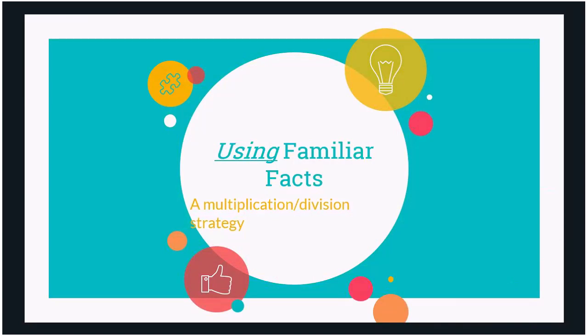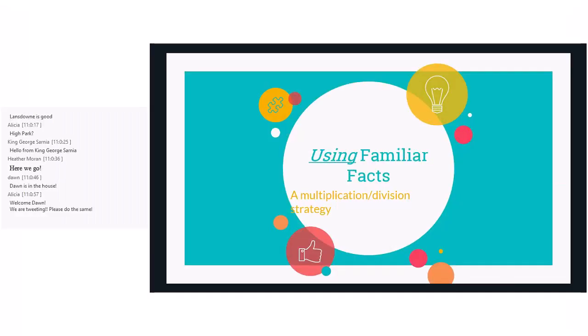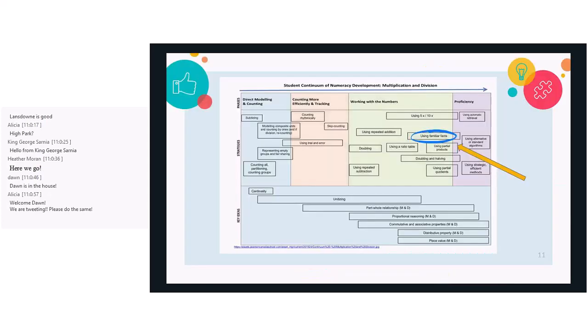Now we're going to focus in on using familiar facts. Using familiar facts is located near the end of the continuum. It is close, oops. Sorry, hold on. Back up. Okay, so yes, it's located here towards the end of the continuum. It's close to proficiency in the phase of working with the numbers.